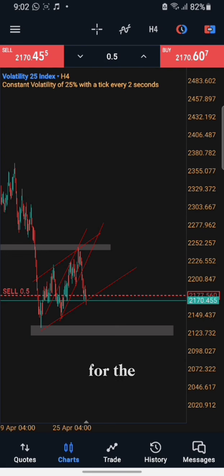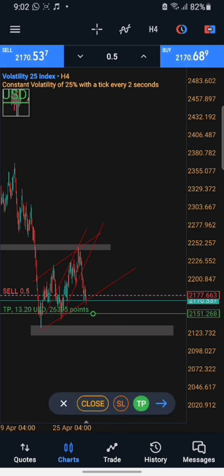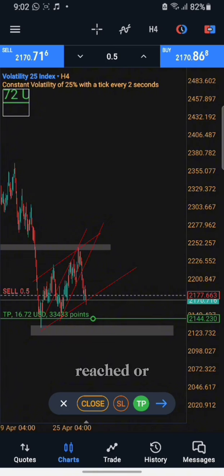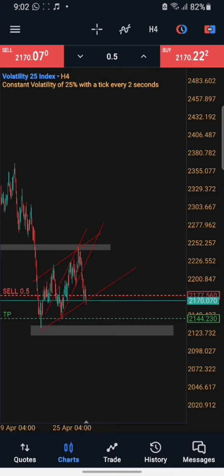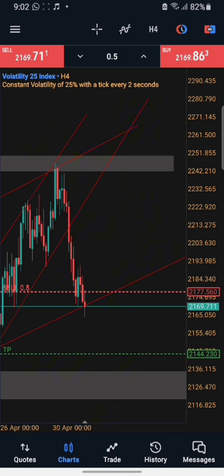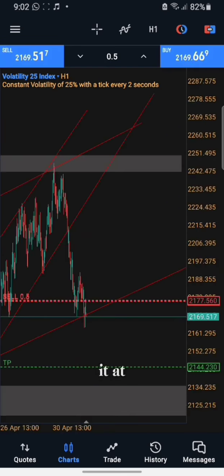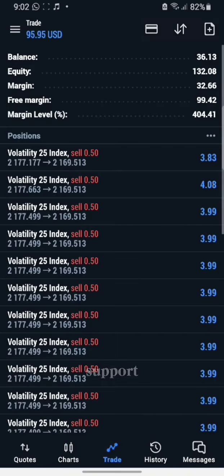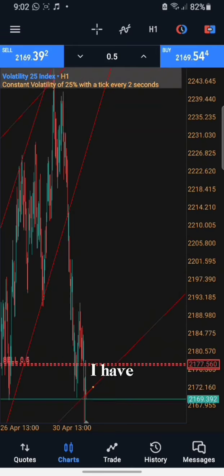because we are aiming for the second TP. As you can see, the second TP hasn't been reached yet, so we're going to continue holding. In terms of take profit, we are just going to put it at the second TP that I've said earlier. This is an area of support down there, as marked by that TP line that I've put.